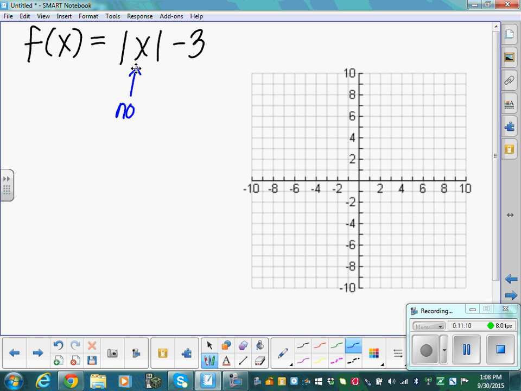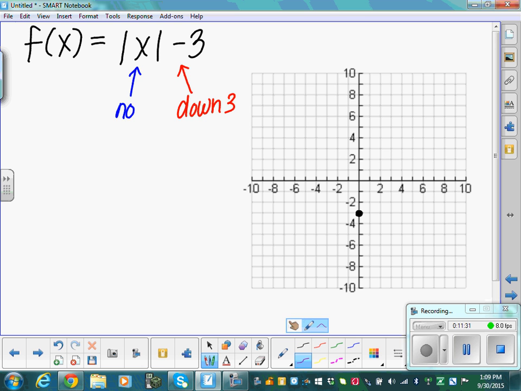Now we look at the outside. What's our shift up and down? On the outside, we know that we go with the sign. So we're going to be going down 3. From the origin, we're going no shift left and right, but we are going down 1, 2, and 3. So my starting point is going to be right there.